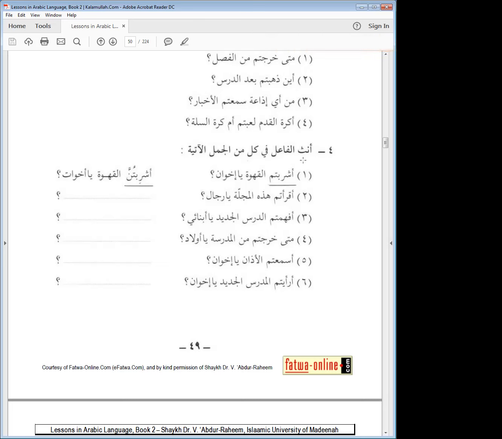So in these sentences here, which are verbal sentences, all right? The pronouns at the end, they represent the fa'il, right? Or the doer of the particular action. So the first example we have here, asharibtum. So we have the verb shariba, right?